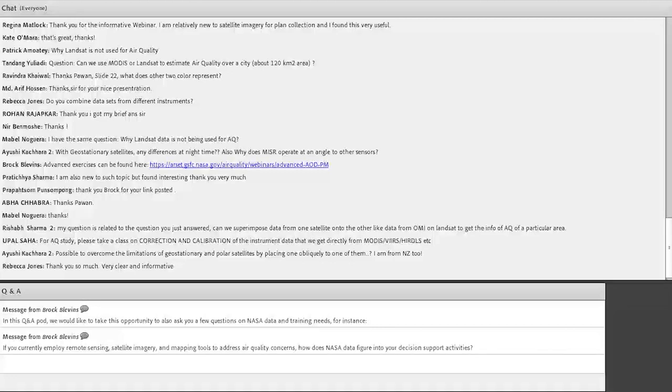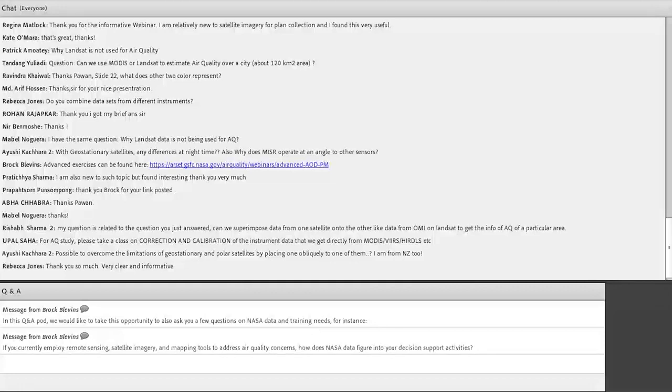Another question is, why does MISR operate at angles to other sensors? Okay, so MISR is a multi-angle, multi-spectral instrument. It has 4 wavelengths on which it makes measurements, and it measures a single piece of the Earth looking from 9 different angles. When you look at things from different angles, you see a different view of the atmosphere, because you can experience that by yourself. When you look at things from one angle, you will see some specific view, but when you turn your eyes up and down, then you will see a different view. And the same thing happens in the atmosphere.